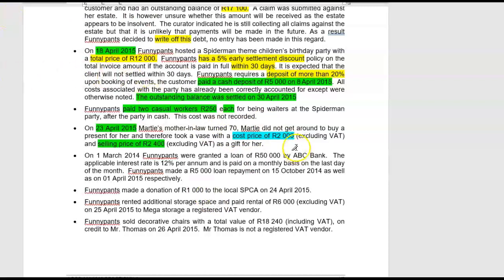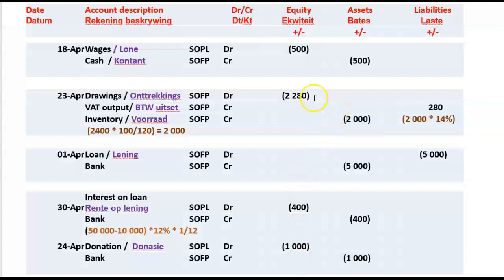Now, what happened when we bought that inventory initially? We claimed VAT on that. And now the receiver of revenue says, I want my VAT back. So what is our total drawings? Our total drawings will be 2,000 Rand, of which we have adjusted our inventory figure for. So it's a credit, it's a reduction in our inventory. Our asset figure was 2,000 Rand.